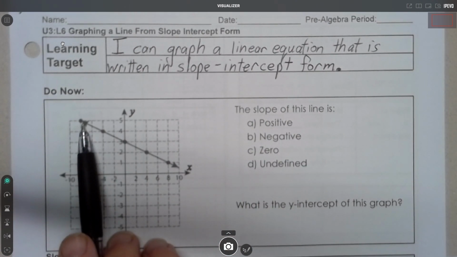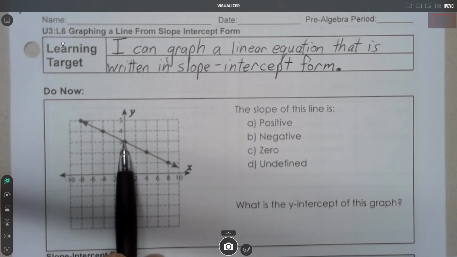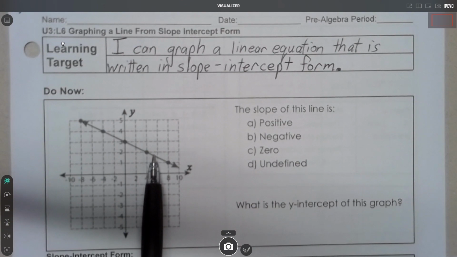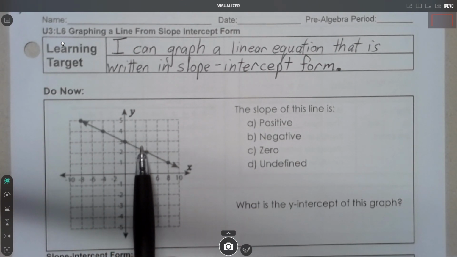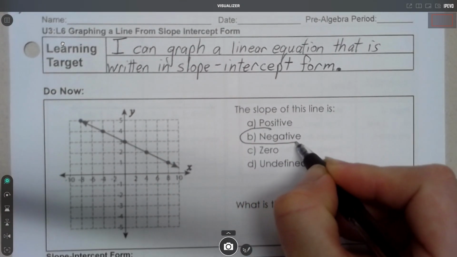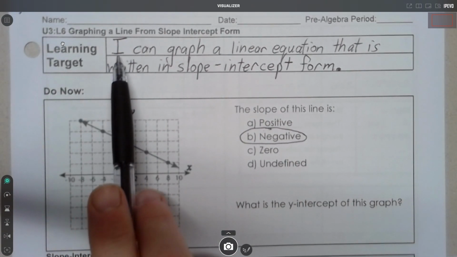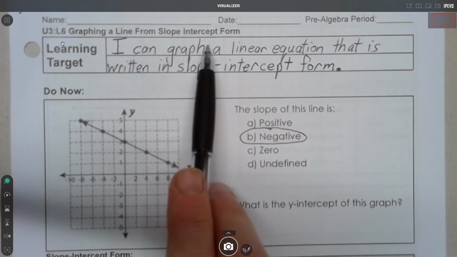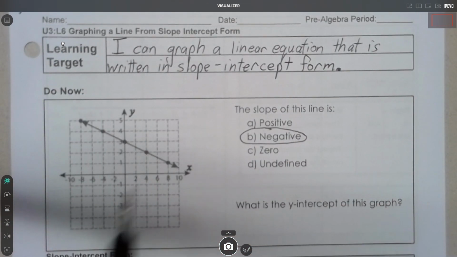So this line, if I move from left to right, we read lines from left to right, just like we read words. So I would slide to the right, and as I'm sliding to the right, my pen is also going down, right? So it's going downhill as I move from left to right. So if it's going downhill as we move from left to right, it has a negative slope. And remember, just like we read this sentence from left to right, I read lines from left to right too.